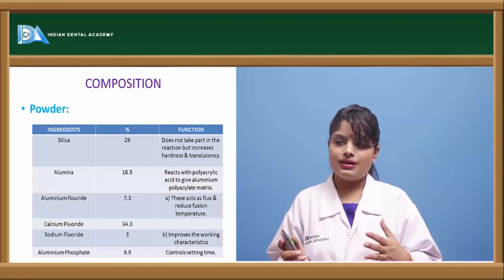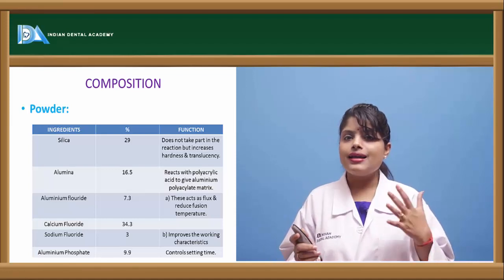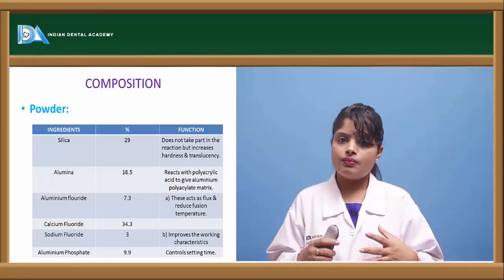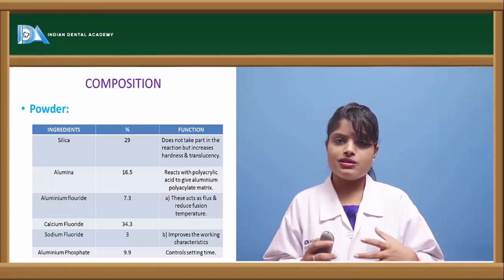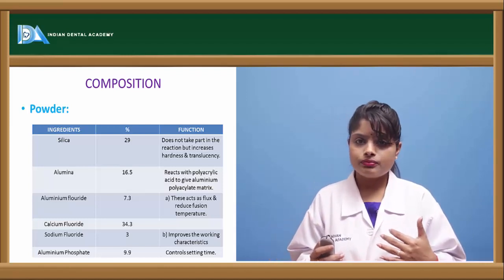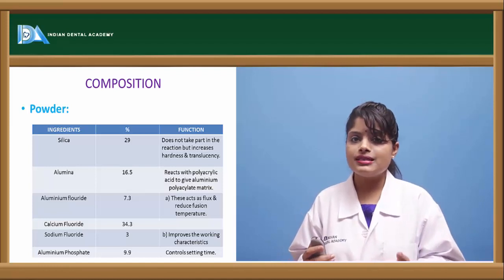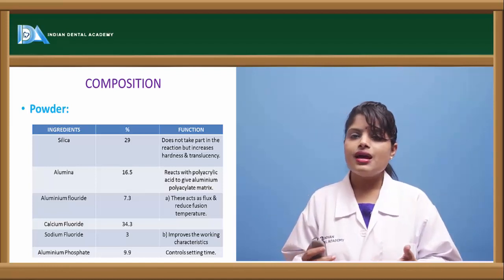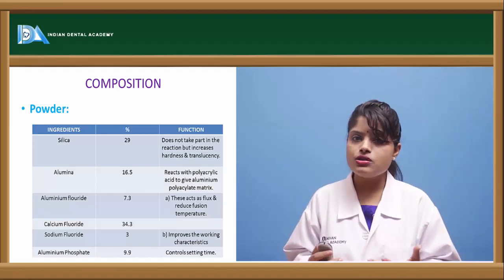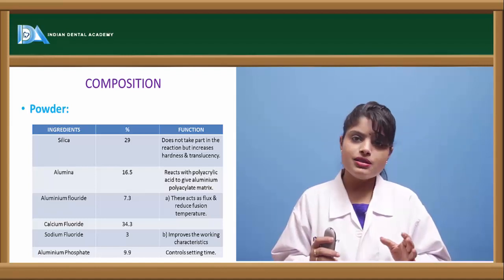Next is the alumina. It is present in 16.5% by weight, and it reacts with the acids present in the glass ionomer cement and forms the further reaction of setting. Then comes calcium fluoride and aluminum fluoride, which help in workability and improve the working characteristics. The aluminum fluoride also decreases the temperature of fusion of the cement.